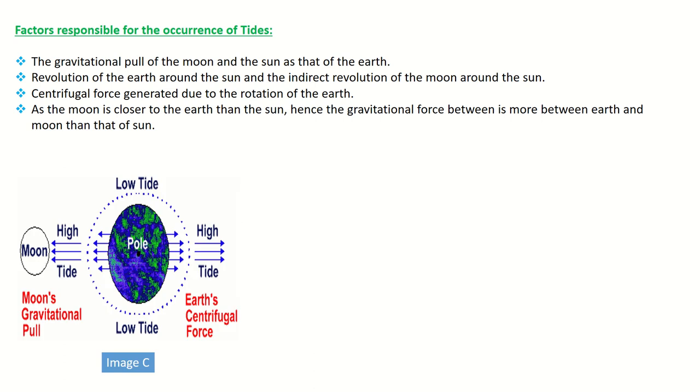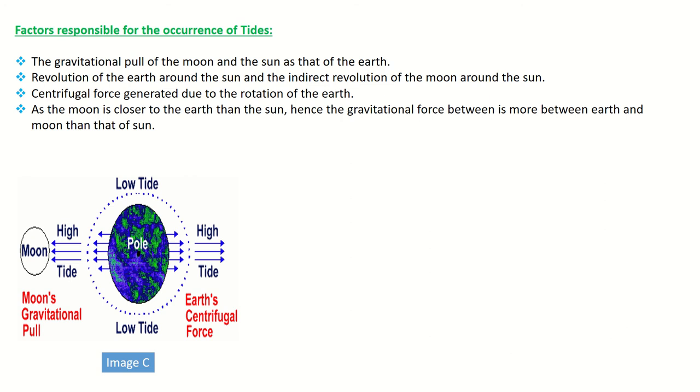See the picture. Here you will see the moon, which is on the left side. So what happens? There will be high tide on the side of the earth where the moon is, because of the moon's gravitational force. The moon will try to pull the water, so the water will rise high.